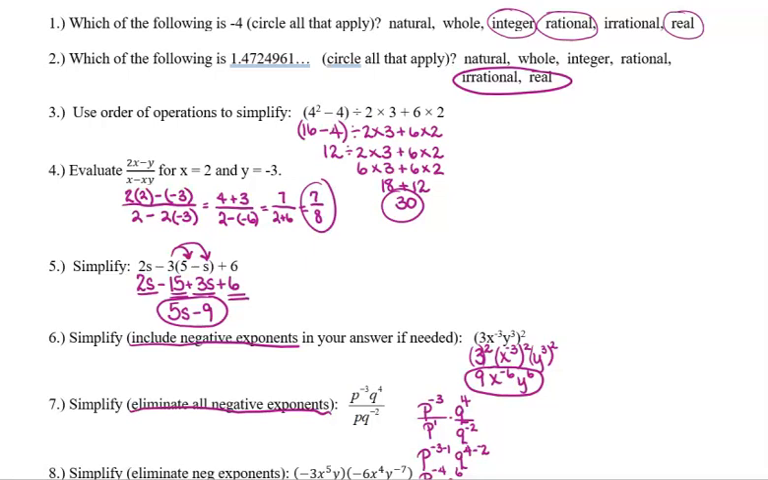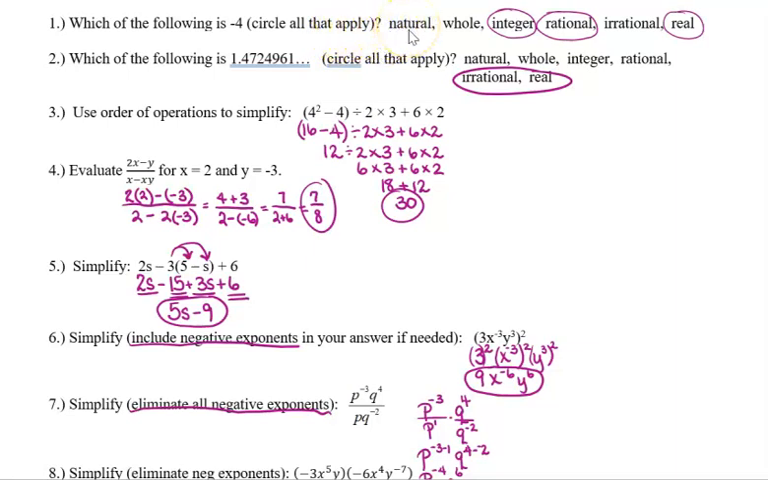Hey guys, wanted to talk through your sample quiz with you to help you prepare for your quiz tomorrow. So our first question, which of the following is -4? And we're talking about our different types of numbers.